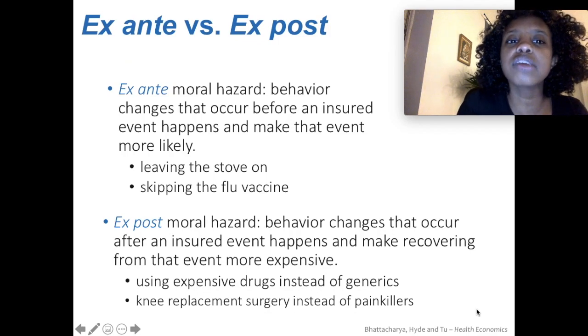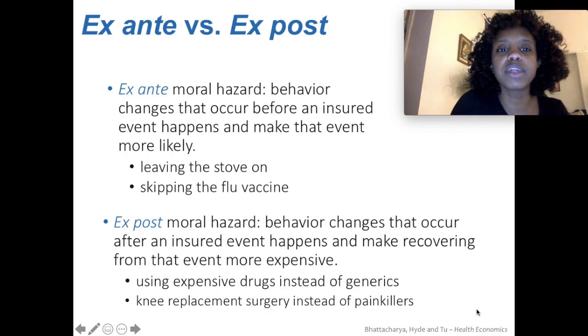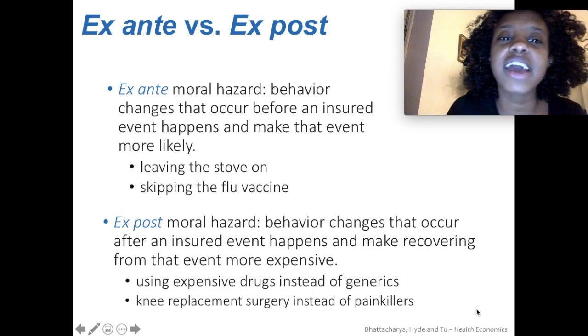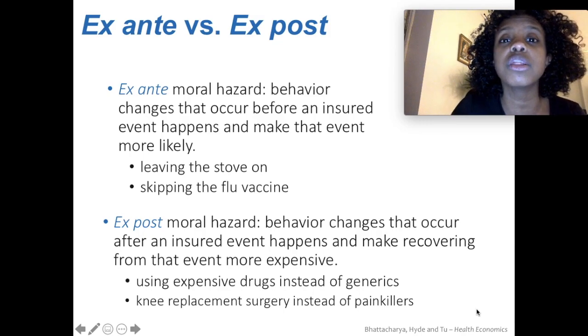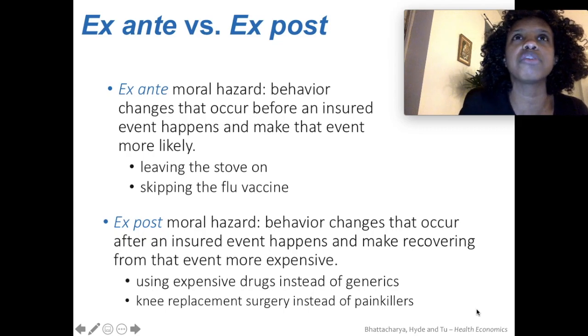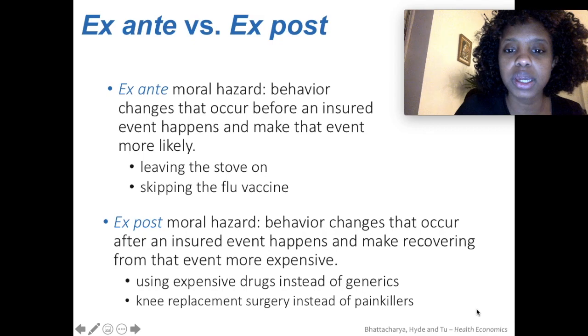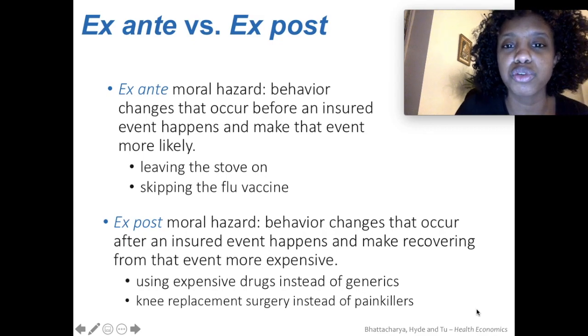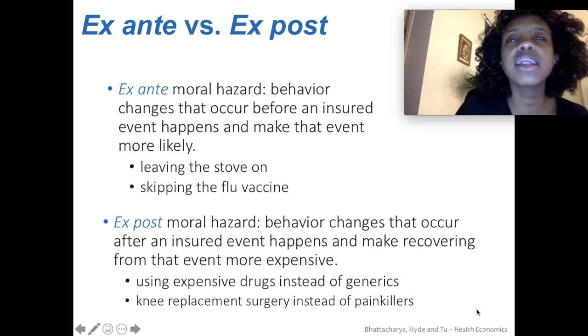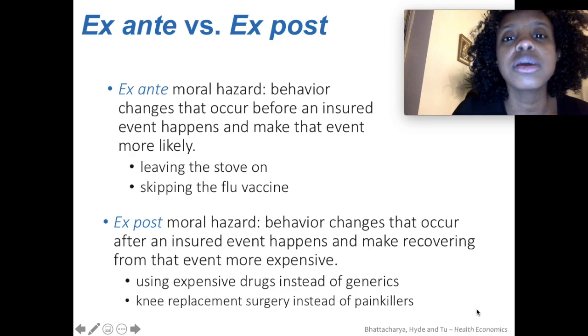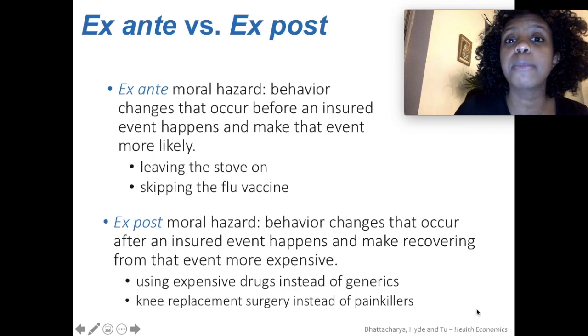So there are two kinds of moral hazard that I described earlier. One of them is ex ante moral hazard. This is behavior change that occurs before the loss. So like the example of my friend Ryan taking a risk, leaving the stove on, skipping the flu vaccine are these. An ex post moral hazard is a change in behavior that happens after the loss.